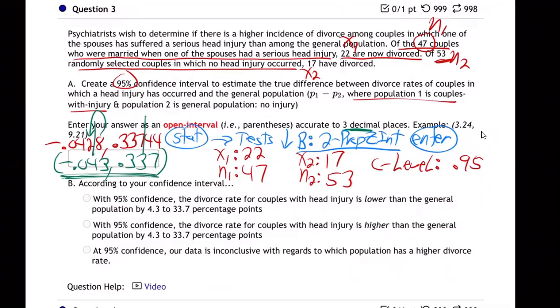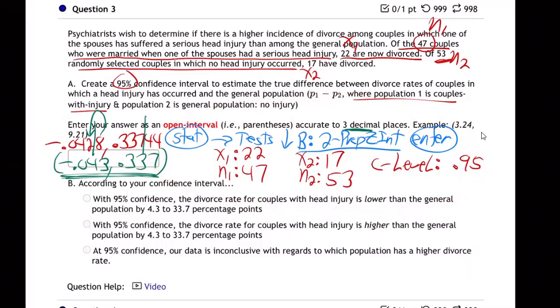Now, what does this mean? According to your confidence interval, with 95% confidence, the divorce rate for couples with head injury is lower, is higher, or it's inconclusive. This is the hard part. The words are always the hard part. Is everybody with me to this point? I want you to hear this. This is the part that's going to be hard for you. Focus in with me. The rest is pretty easy. It's just hitting the buttons.